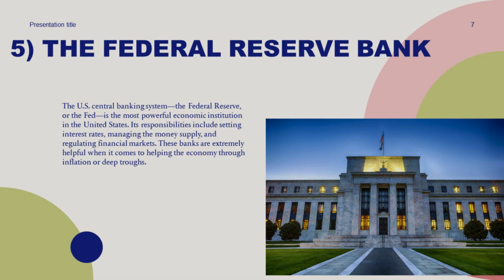My 5th key takeaway is the Federal Reserve Bank. This U.S. central banking system is the most powerful economic institution in the U.S. Some important responsibilities it has is by setting interest rates, managing money, and regulating financial markets. These can also be used to combat inflation. Though, not only inflation, it can also help the economy through deep troughs or times of economic lows.